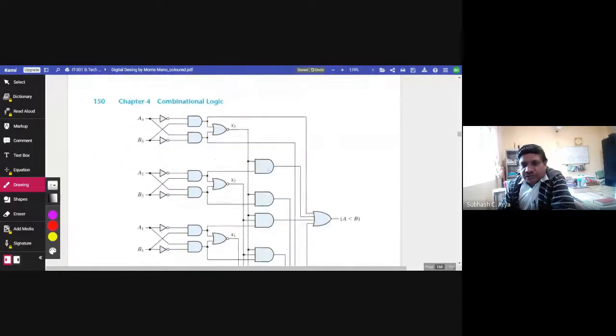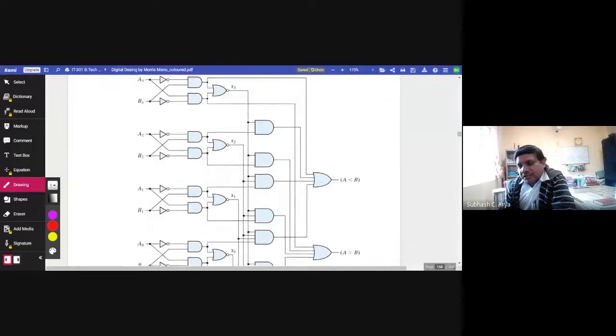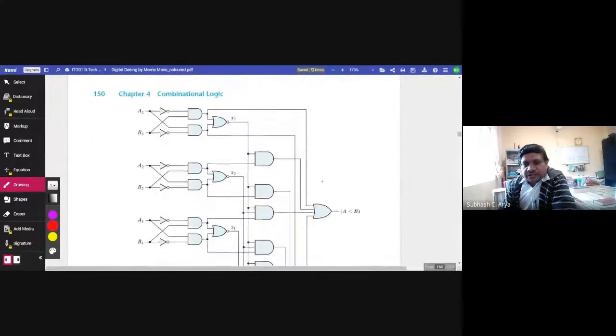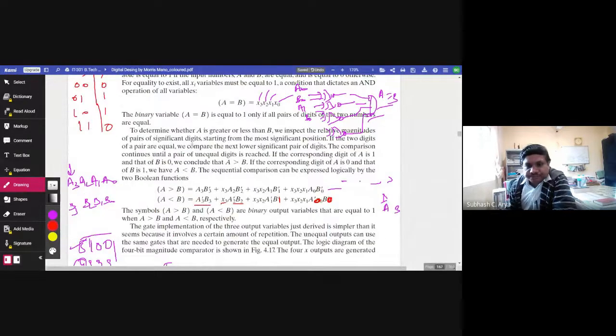Now after that, once we know the logic of A is equal to B and A is less than B, we can realize there is no need to copy this circuit. I would not suggest copying the circuit. You realize the circuit from here.